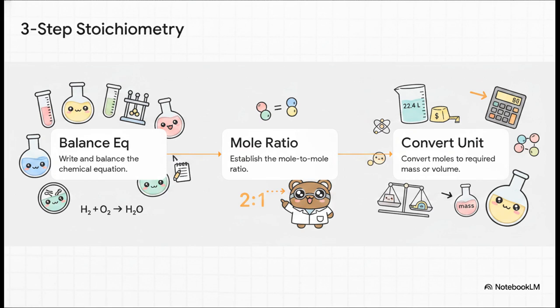Step 2, establish the mole-to-mole ratio between your given substance and your target substance. And step 3, convert those moles to the required unit. You'll use gram molecular weight if you need mass, or 22.4 liters at standard temperature and pressure if you need volume. Stick to these 3 steps and you literally will never get lost.